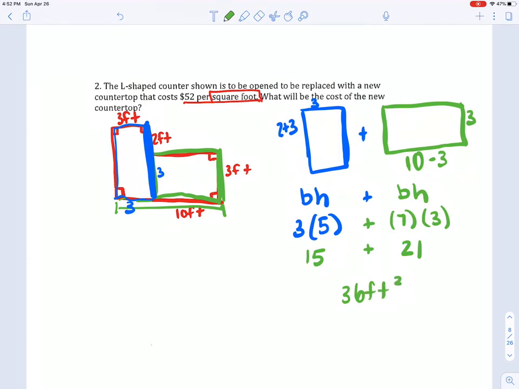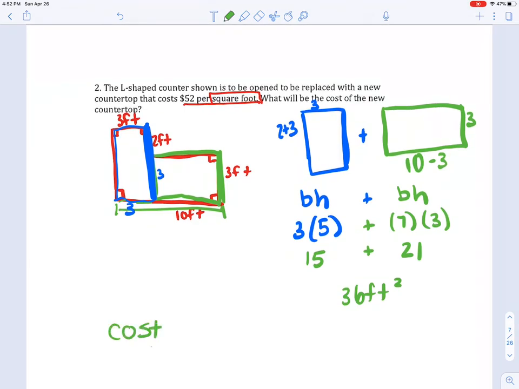But again, it didn't ask me what the area was, it asked me what the cost was. Well, the cost is $52 per square foot. So I need to multiply $52 times 36. Per tells me that I need to multiply. So 52 times 36 gives me a total of $1,872.